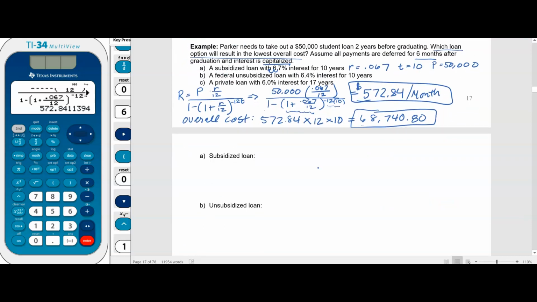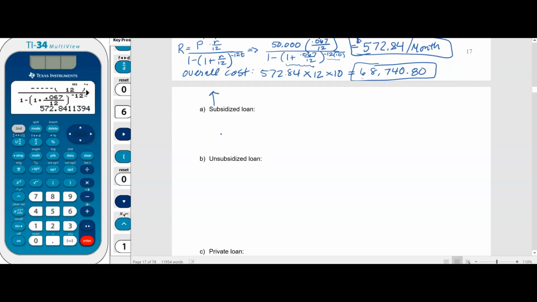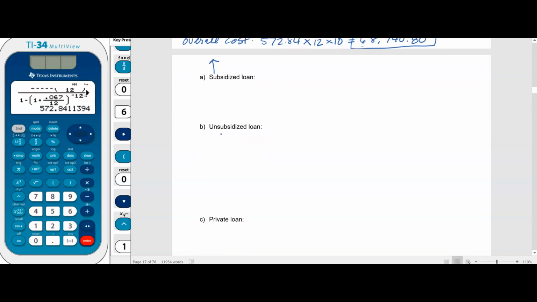Okay, so let's go ahead and we're going to do this subsidized loan. So the subsidized loan, this means that, I'm sorry, not the subsidized loan. We just did that. That's up above here. That must have got moved down. So I'm going to do the unsubsidized loan.